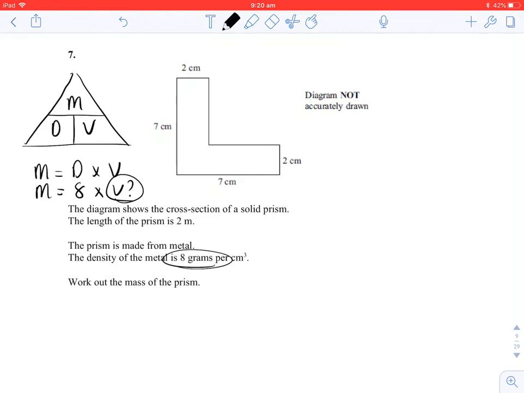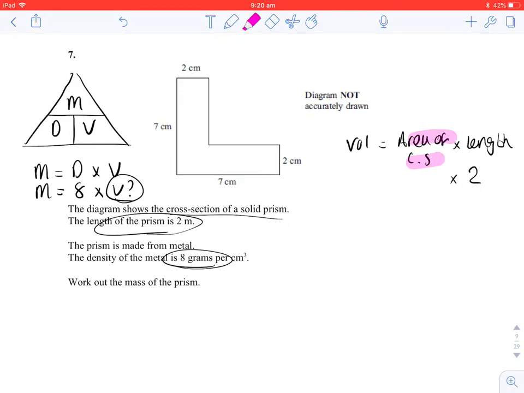If we're told that the diagram shows the cross-section of a solid prism, we know that the volume of a prism is going to be the area of the cross-section times the length. So we know that the length of the prism is 2, so we've just got to work out the area of the cross-section. That is working out the area of this shape here.